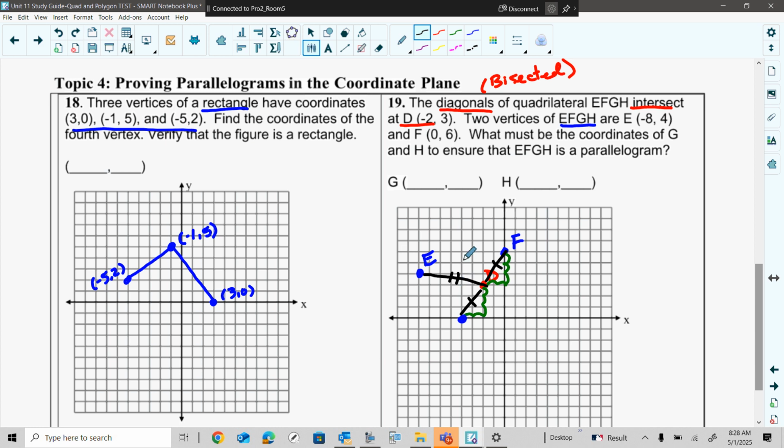We're doing E, F, G, H. I know this is my H because I'm just going in the order clockwise. So I can see that point is negative 4, 0. You need to figure out the G using the slope. Count your slope, your rise over run, from E to D and repeat it.